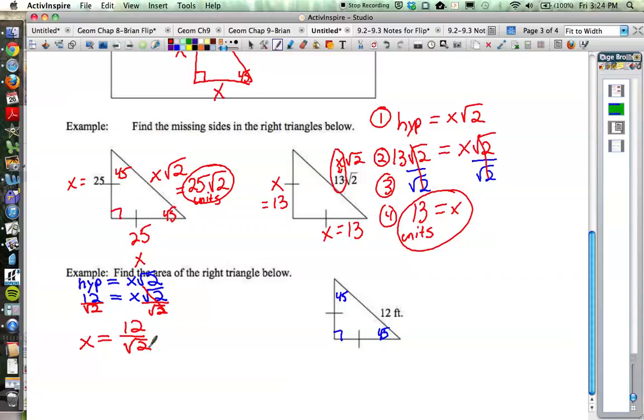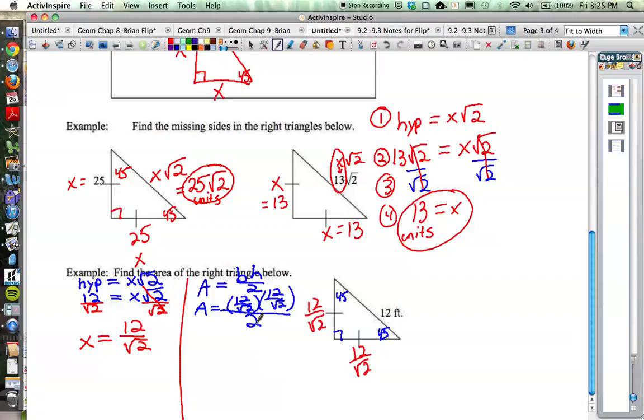So now we know that the base and the height are 12 over square root 2. Okay, now let's go ahead and do our area. So area is equal to base times height divided by 2. So we've got base of 12 over square root 2. The height is 12 over square root 2. And it's all over 2. All right, we have some fractions here. Don't get freaked out. We'll get through it together.